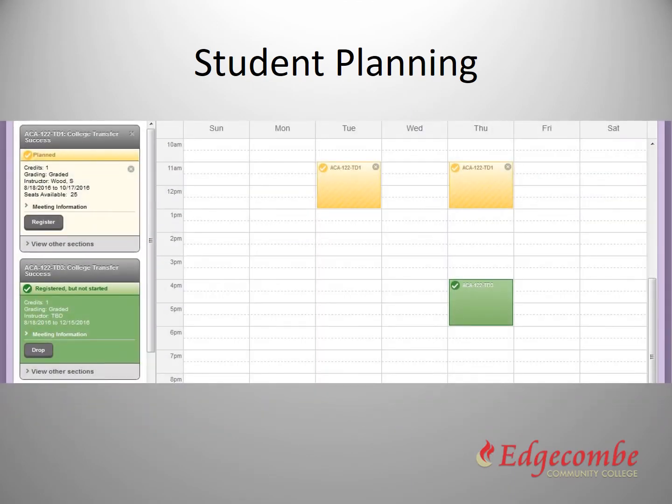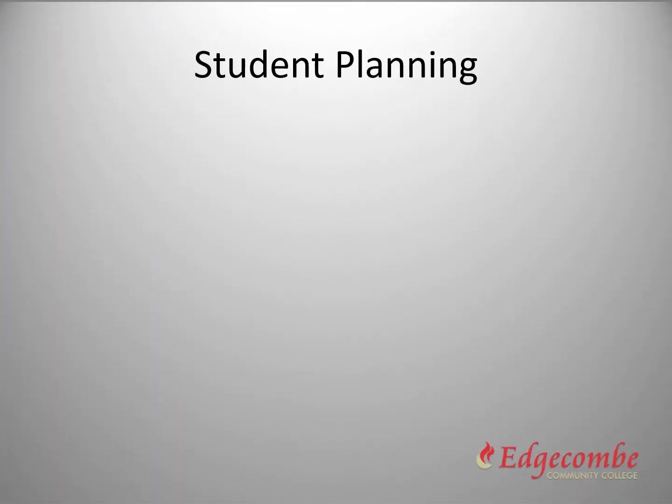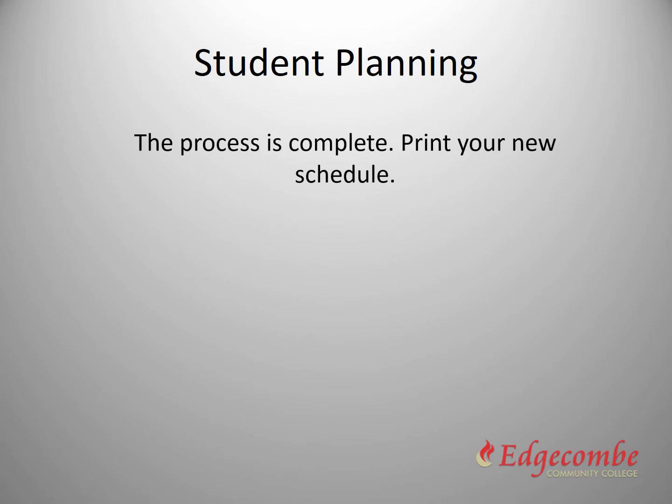Once the processing is complete, you will see that the new section is now scheduled and the old section is now planned. You will now want to remove the planned section by clicking the X in the gray box. The drop add process is now complete. You can go and print your new schedule.